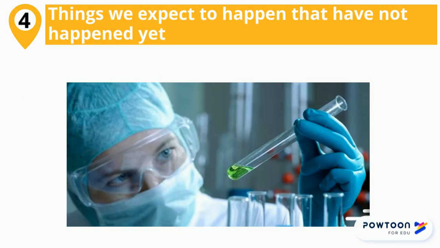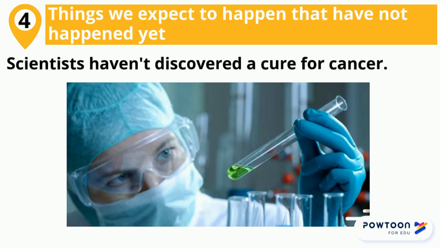A fourth instance to use the present perfect is when we discuss things we expect to happen that have not happened yet. Scientists haven't discovered a cure for cancer, but they are getting closer every day. Notice this sentence is a negative statement and is also contracted. Haven't, the contraction for have not.